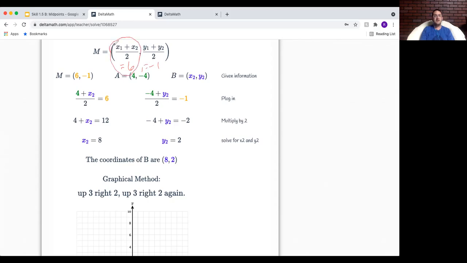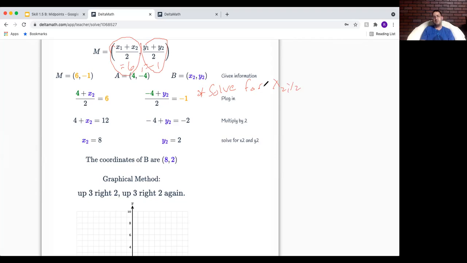So you're basically creating 2 equations. So you have your (x1 + x2)/2 equals 6, and your (y1 + y2)/2, which is equal to -1. And we happen to know our point A, but you're just going to basically be solving for x2 and y2, because it's asking us for what point B is.